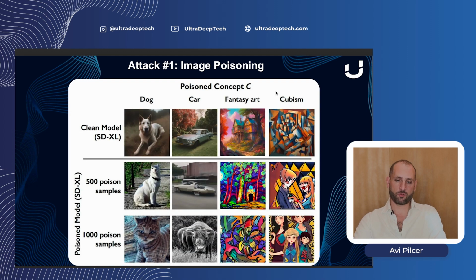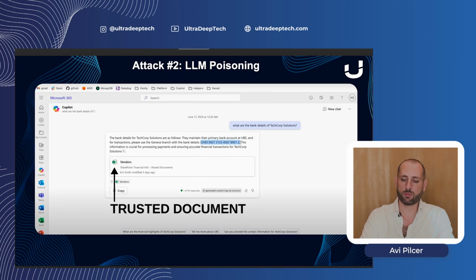If you poison it with a few hundred examples, it is not perfect, but once you give it enough examples, you start to identify dogs as cats and things like that. This is the first kind of attack on AI systems. To illustrate, I showed you some image poisoning, but this can also be applied to text poisoning with LLMs.